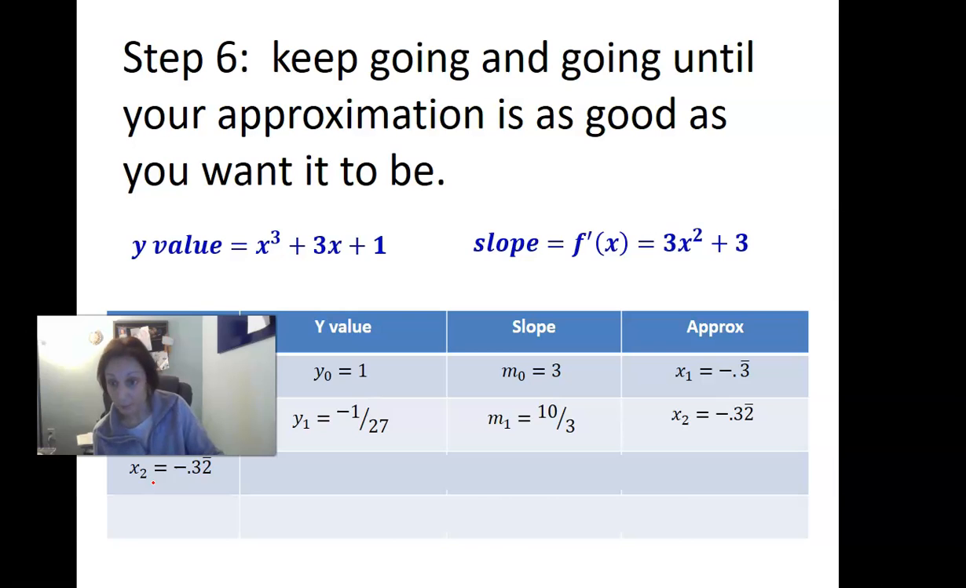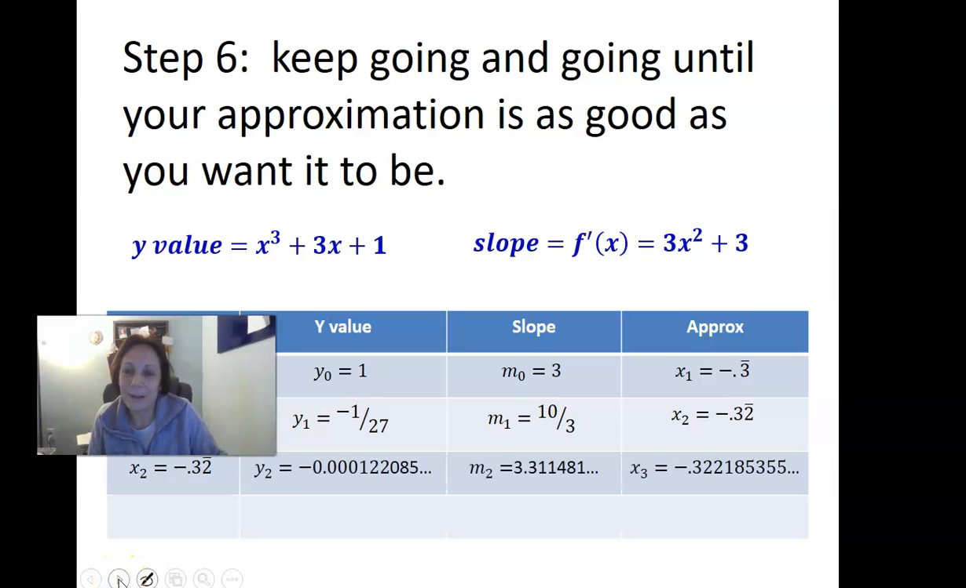All right, so take a moment, find your y value, find your slope, write the equation for a tangent line, get your third approximation. Okay, let's check it out. Let's see if you were right. When you plug this value into your function, you should get this really long, nasty decimal. If you plug this x value into your slope formula, you should get another long, nasty decimal. And from that, you get this long, nasty approximation.